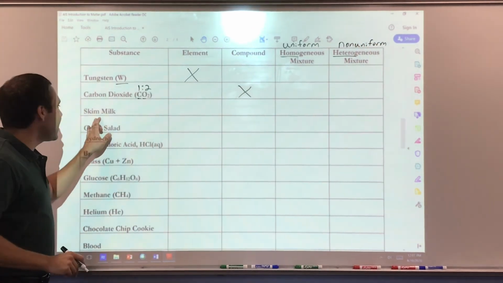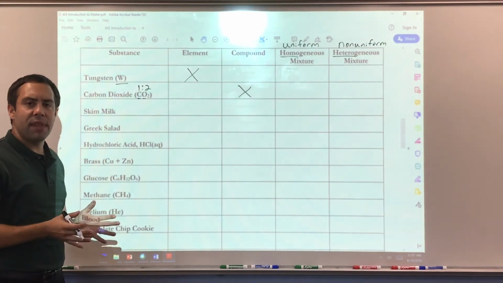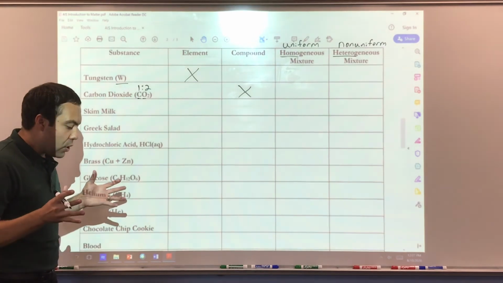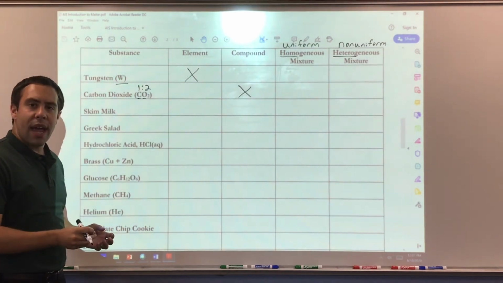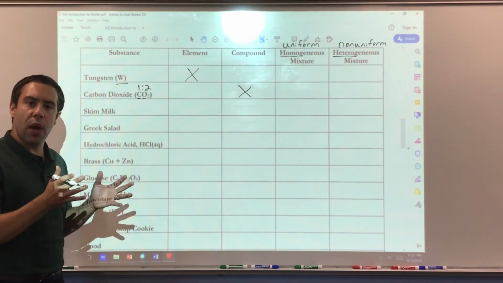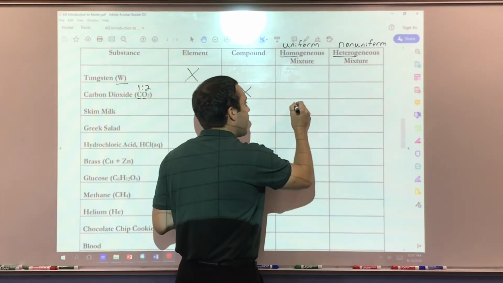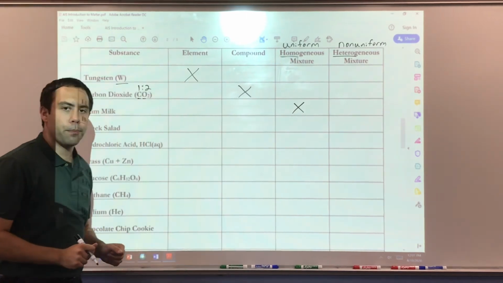So back to skim milk, if I have that glass of that white liquid, I'm looking at it, it looks the same, it looks uniform. There's no components that I could see with my naked eye, just that one white liquid. So since it looks the same, it looks uniform, it is a homogeneous mixture.